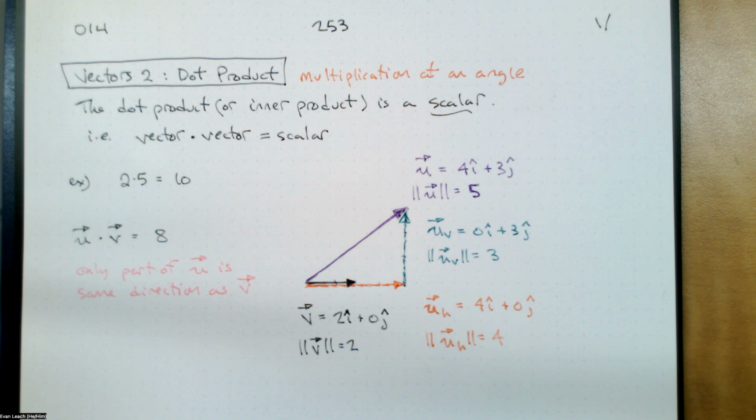In our first example, 2 times 5 is 10. 2 and 5, full scalars, no direction. They just multiply together.